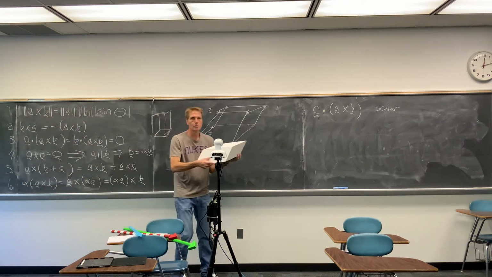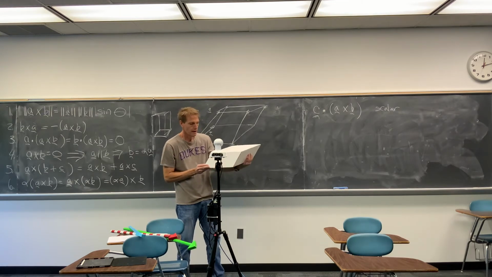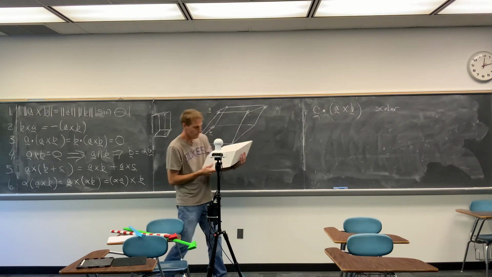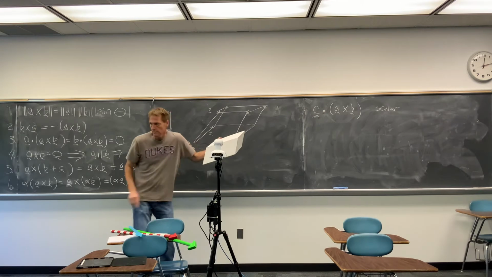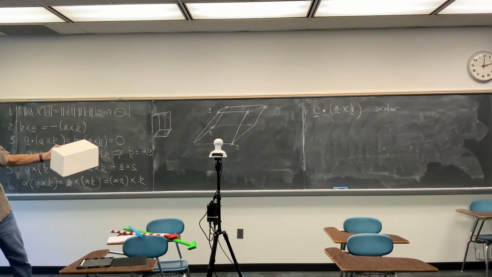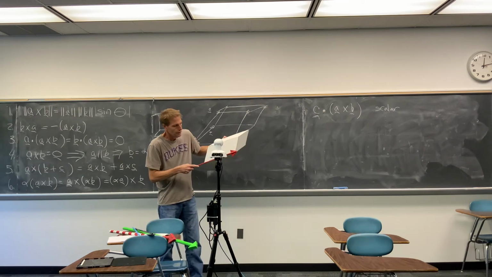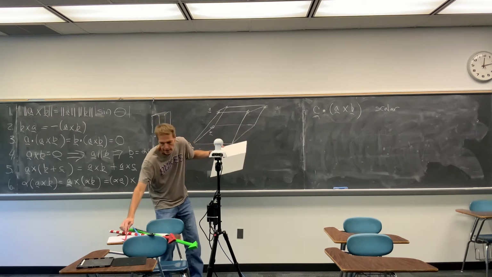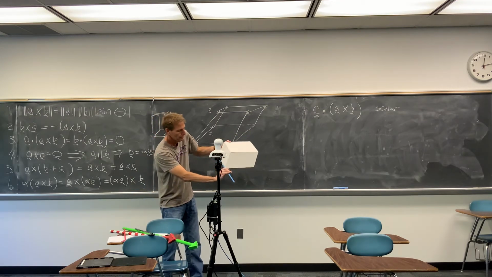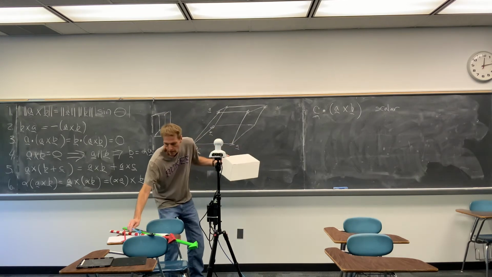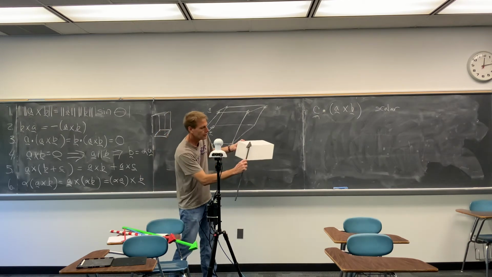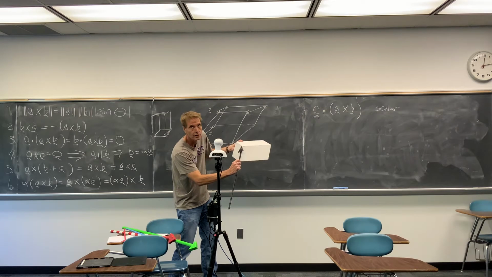So let's do it here. Imagine that this vector right here, the red vector, is my vector A. I've got another vector back here that's my vector B. And then I've got my vector here, that's my vector C.